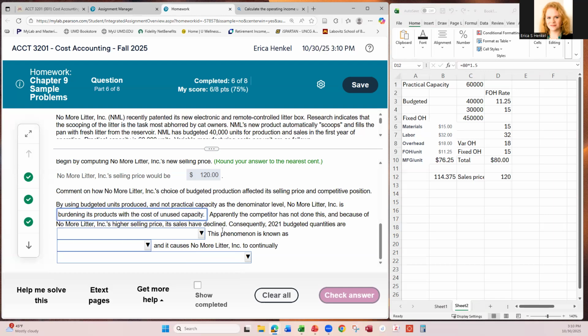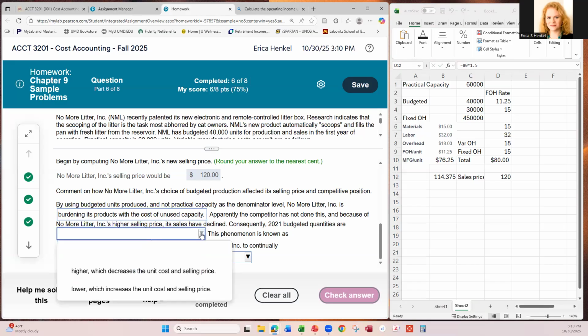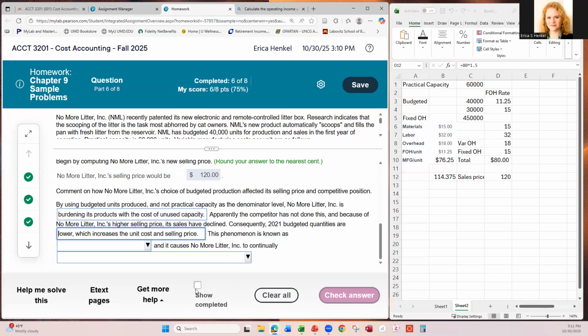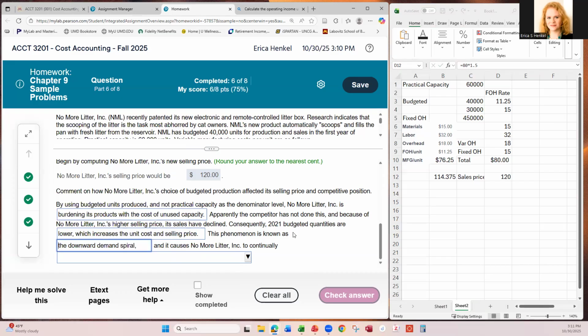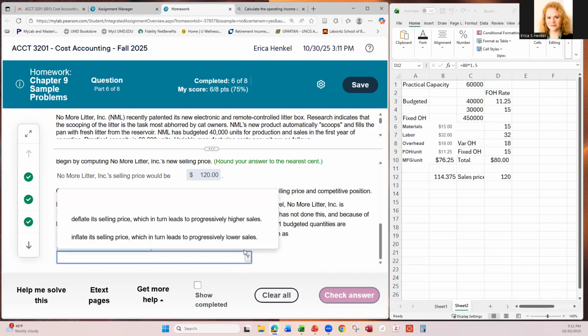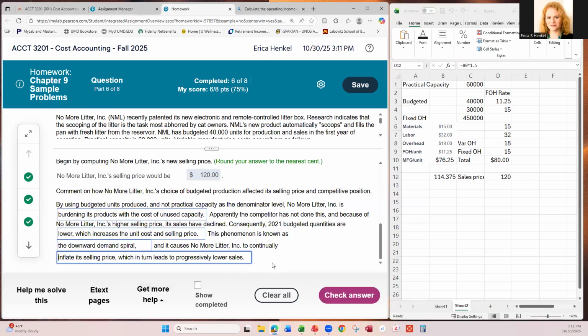And with our higher selling price, our sales have gone down. Consequently, our budgeted quantities are going to be even lower, which is going to increase the unit cost and selling price even more. So that is, as I said, a downward demand spiral, and it causes us to continually inflate our selling price, which leads to progressively lower sales over time.